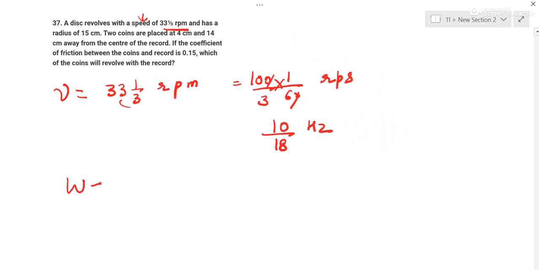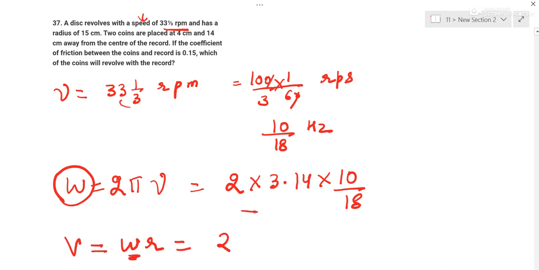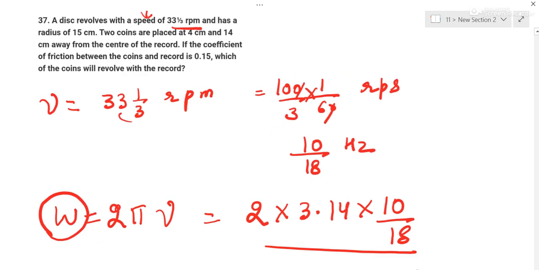We have done such a question. Omega is 2 pi nu, that is angular speed. So it is 2 into pi into frequency. Now we have angular frequency, so we can find out linear velocity. Linear velocity is omega times radius, where omega is this. Write down 2, 3.14, 10 by 18, and radius. Radius we will see.